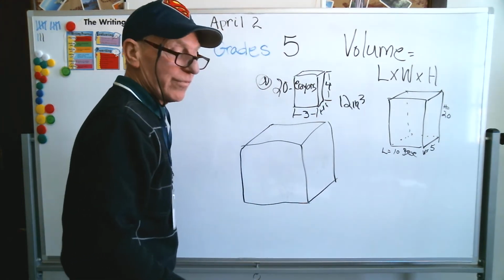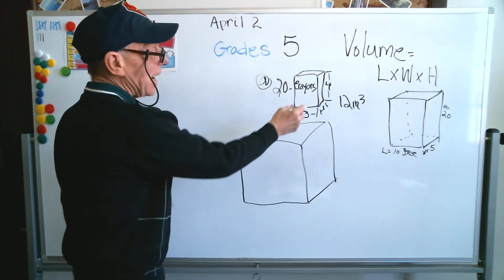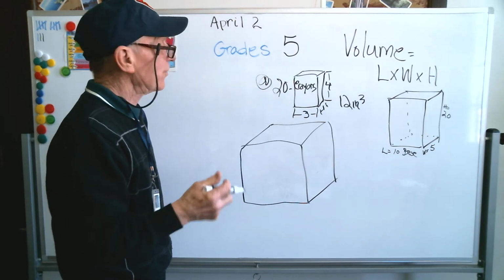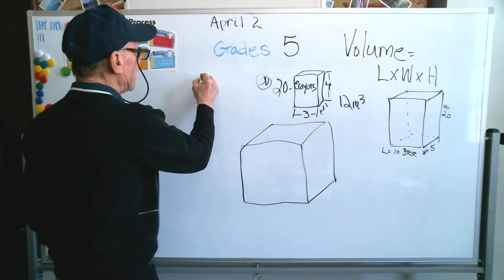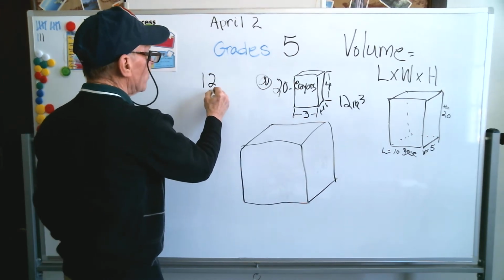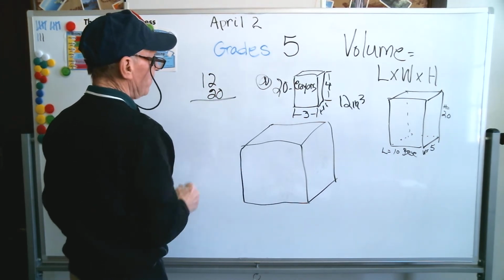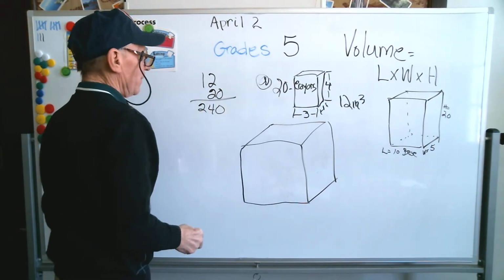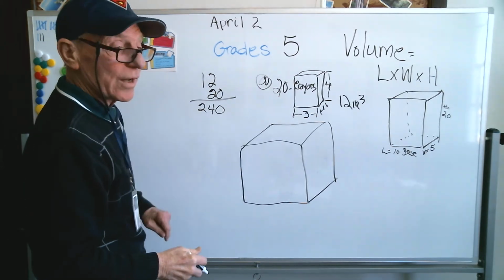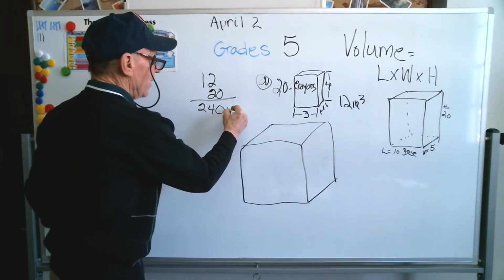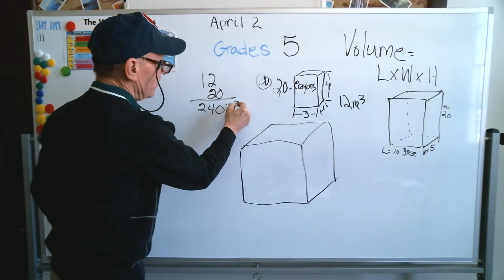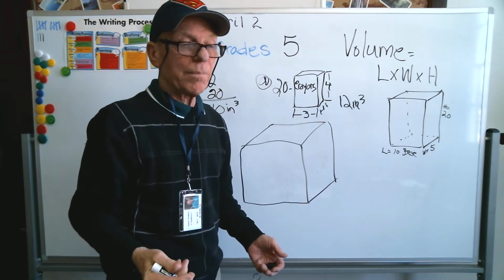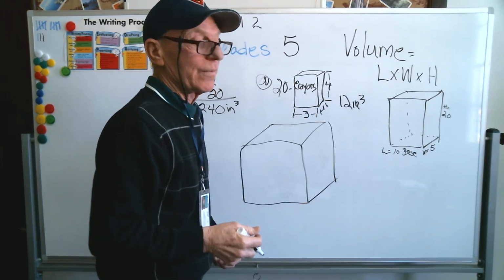So now you can do some figuring. You've got 12 cubic inches for each box. You've got 20 boxes. So you're going to take your 12 and multiply it times 20. And that's going to be 240. That's 240 cubic inches again. Now all you got to do is come up with a box that's capable of doing that.